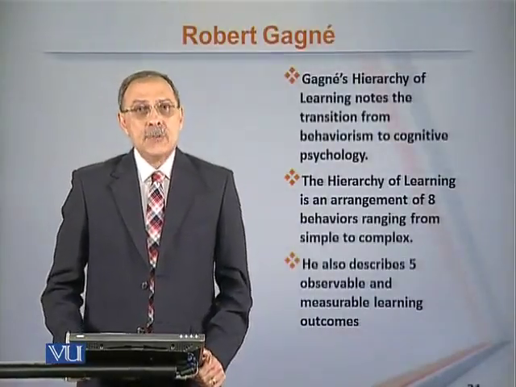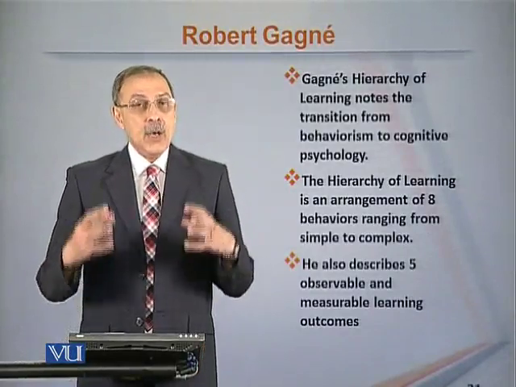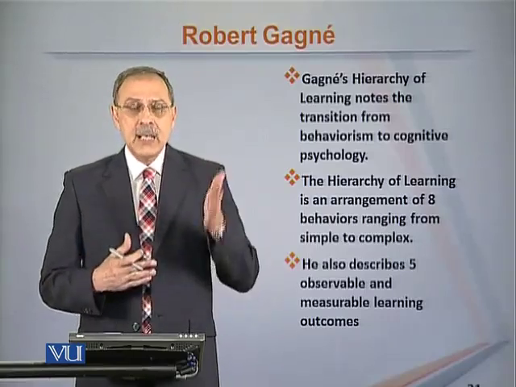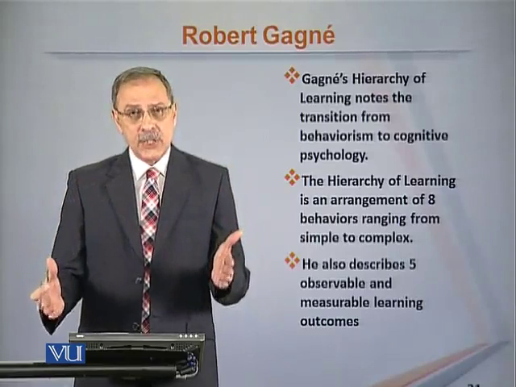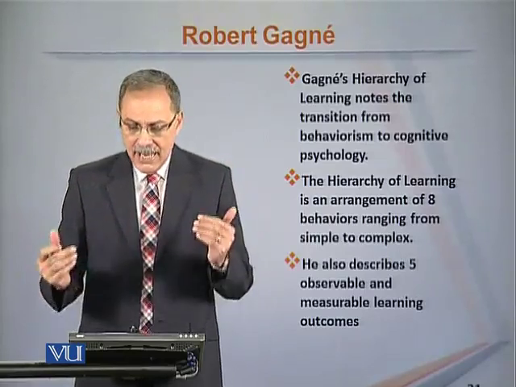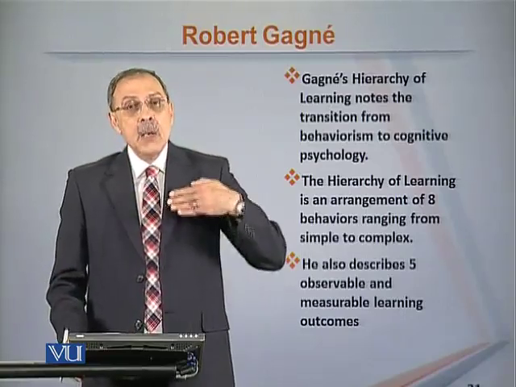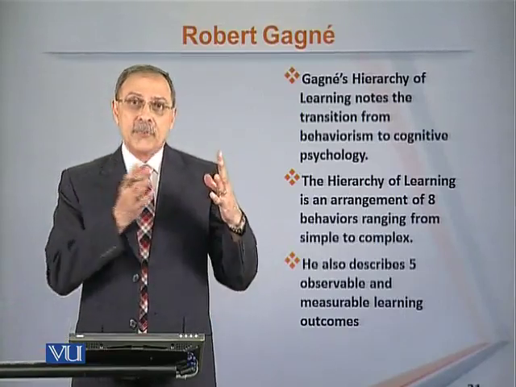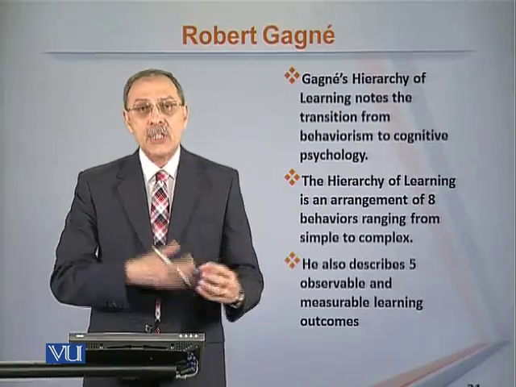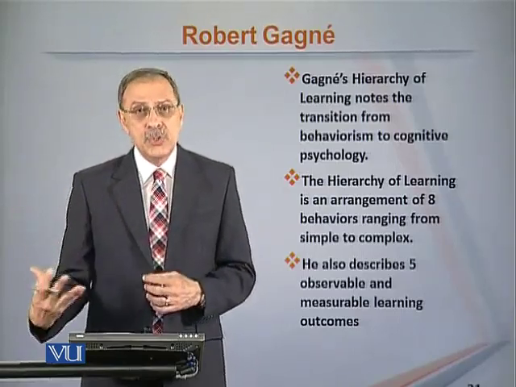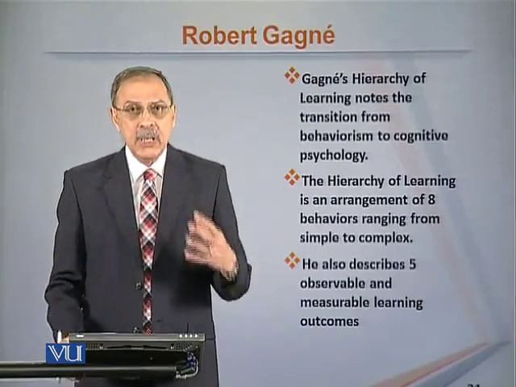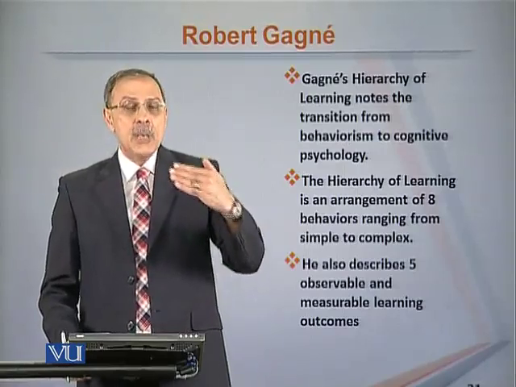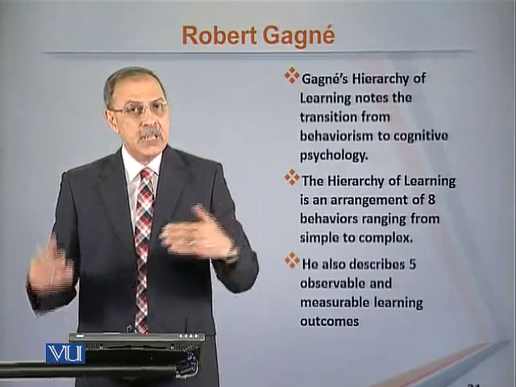Now let's move and look at Robert Gagne. Robert Gagne, although classified as a behaviorist, really falls somewhere between behaviorism and cognitive psychology because he tried to bridge that gap, and his hierarchy of learning makes the transition from behaviorism to cognitive psychology. So, from how you behave, how you act, to how you think and why you do so in a particular way. Gagne's work culminated in a hierarchy of learning in which he arranged 8 behaviors ranging from simple to complex.